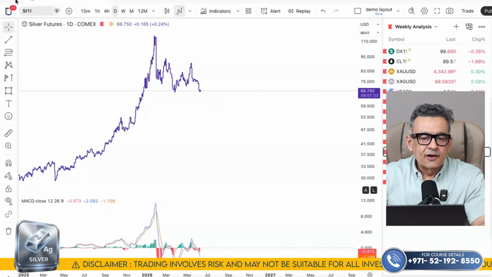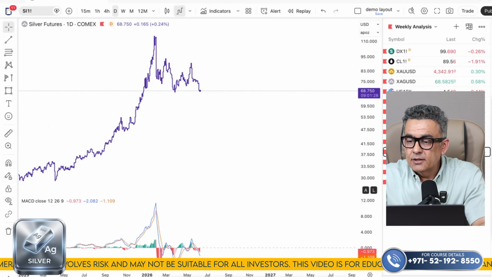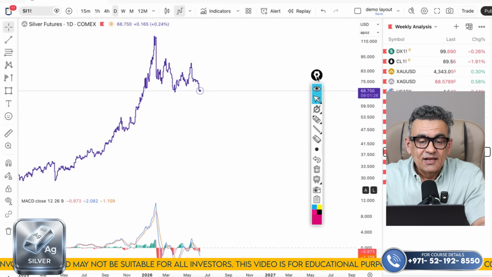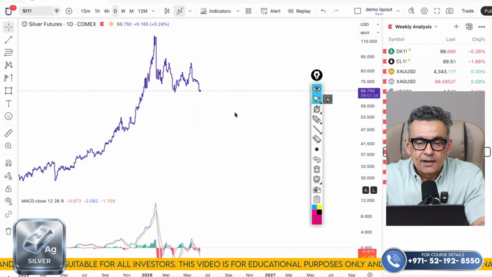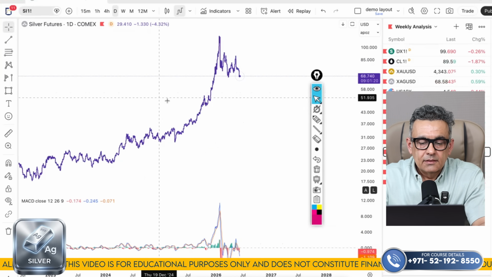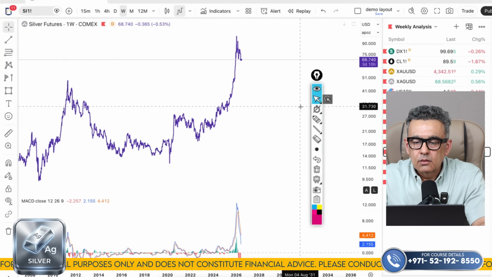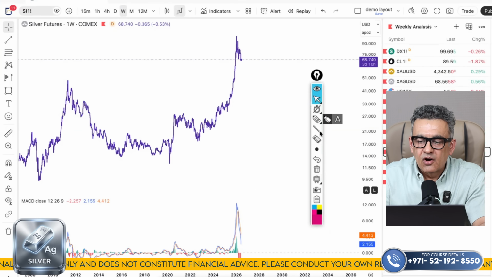So let's start the chart analysis, and I'm working on the silver futures chart here, not on the spot chart, and I am on the daily frame here. Now I want to apply the fib retracement on a weekly basis first. So I need to check the levels of breakout.